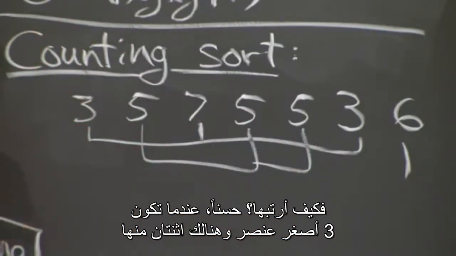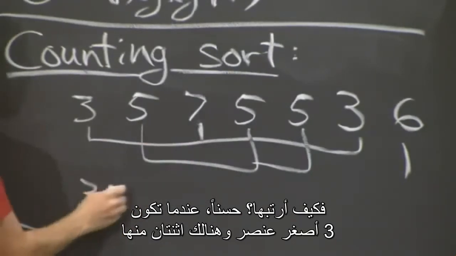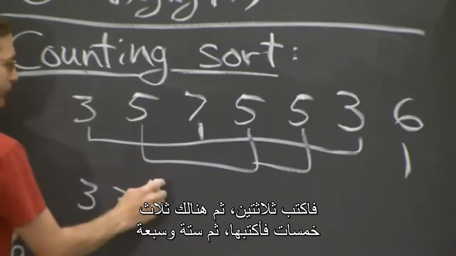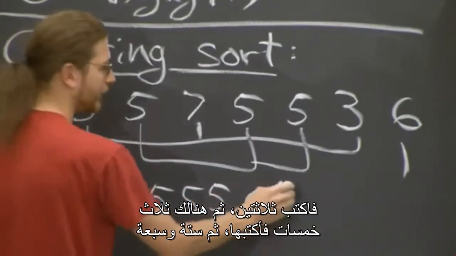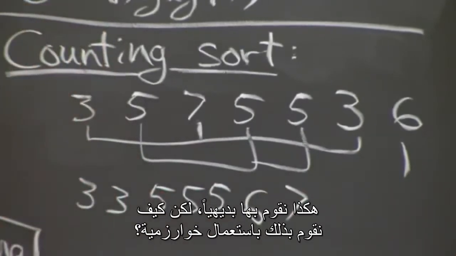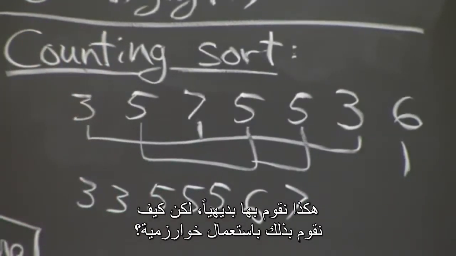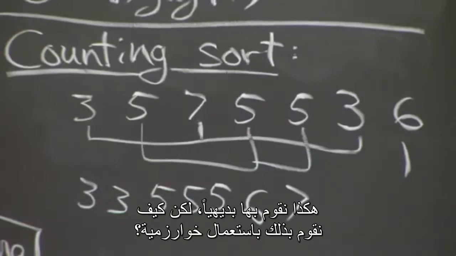So how do I sort it? Well, I'd like to say, 3 is the smallest key. And there's 2 of them, so I'll write 2 3s. Then there's 3 5s, so I'll write 3 5s. And then there's a 6, and then there's a 7. That's the intuition. Now, how do I do that with an algorithm? Suggestions?